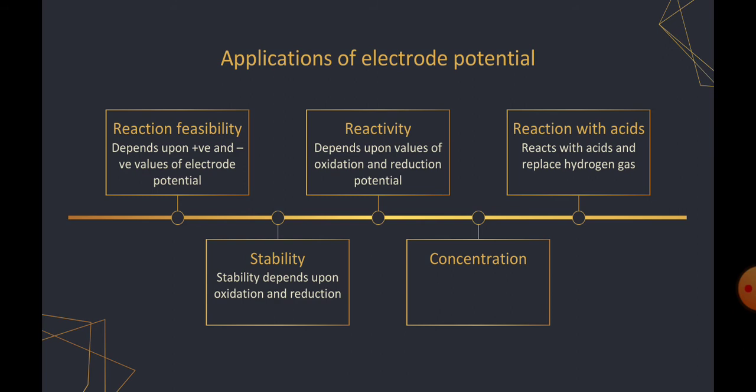And the fifth one is concentration. Electrode potential also tells about the unknown concentration of any metal in the reaction.